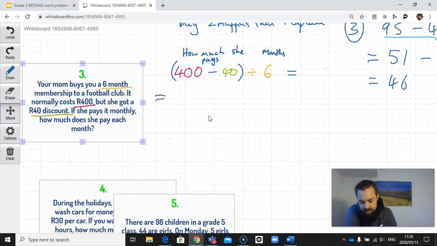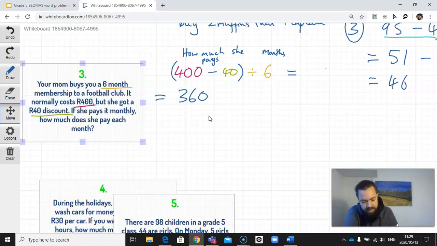Okay, so if I'm following Bedmas, the brackets have to come first. 400 minus 40. If you couldn't see how to do that, you're welcome to always jot things down. That's the sort of thing that you'll be able to do in your head with practice. Some of you probably can already, but I'm going to use the subtraction we practiced probably a week or so ago. So 0 minus 0 is 0. 0 minus 4 we can't do, so we're going to borrow. 10 minus 4 is 6. 3 minus nothing is 3, so that means that how much she pays is 360.